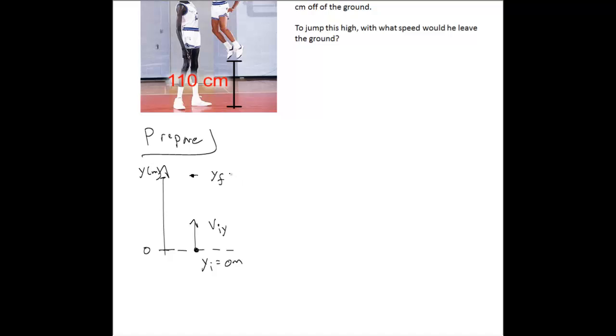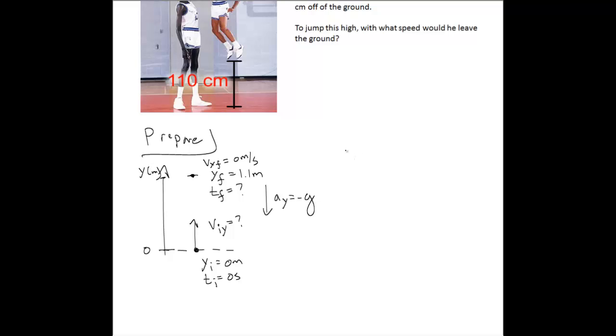Or, in other words, he'll be 1.1 meters off the ground. And at that maximum point, we know that his final y velocity will be 0 meters per second. There are some other things maybe we could label here. We could label the initial time as 0 seconds. We don't know anything about the final time, so we'll leave that as an unknown. We don't know what the initial velocity is. That's what we want to find. We do know, however, that there is an acceleration as Spudd Webb is jumping, and it's in the negative y direction, and it has magnitude of g.